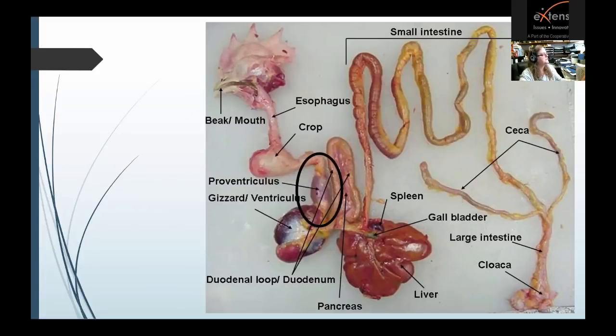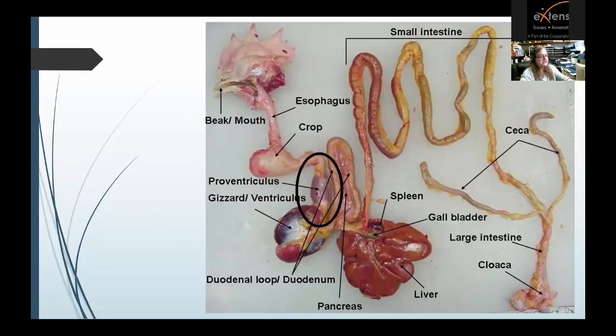Where the crop continues into the proventriculus labeled there, sometimes the crop will get blocked. And so you get a compaction of the food and the bird can eat and eat and eat, but it doesn't continue down the rest of the esophagus. So when you look at the chicken, they have this big crop hanging down from their neck. The bird basically starves to death because none of the food is passing past the crop.